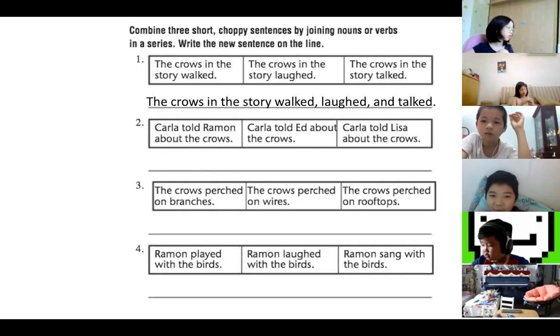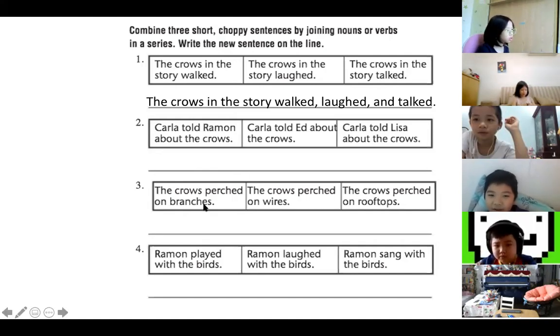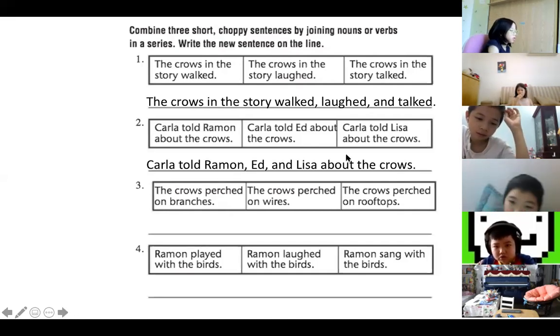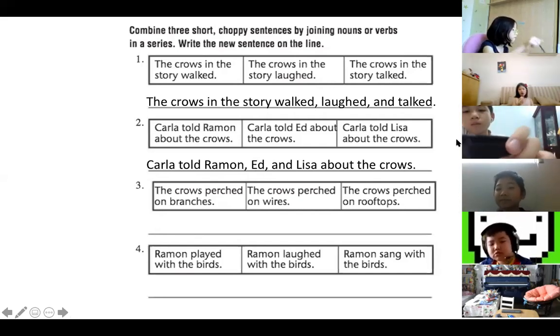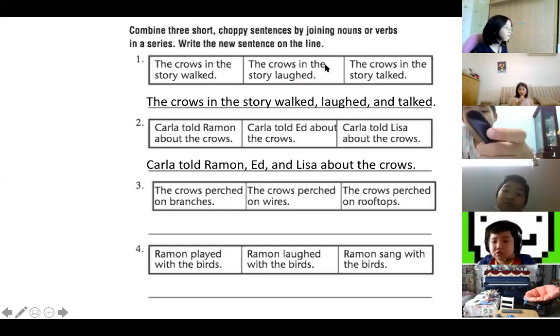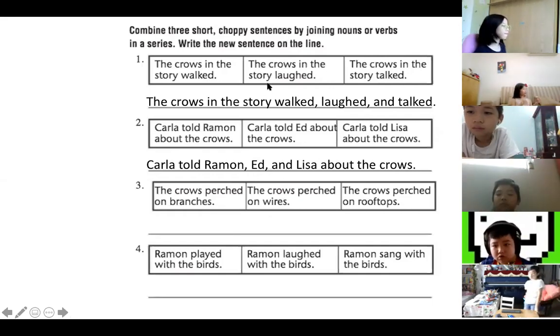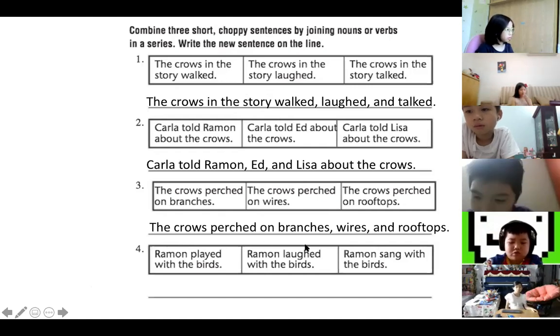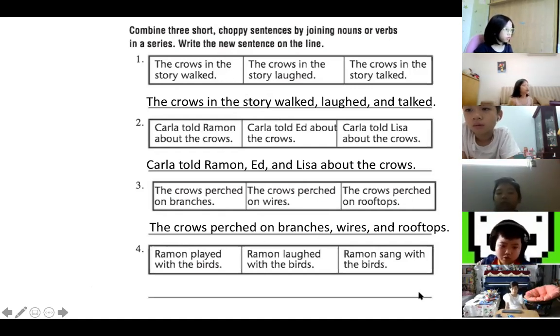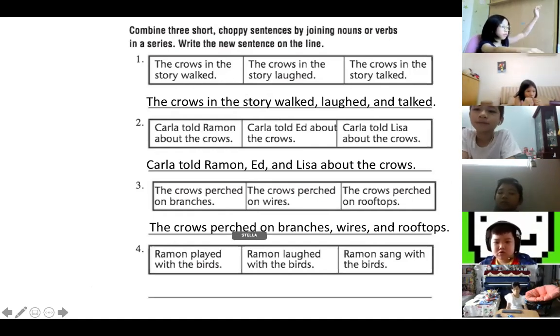Carla told Ramon, Ed, and Lisa about the crows. Very good. Well done, Simon. Carla told Ramon, Ed, and Lisa about the crows. Number 3, Dami. The crows perched on branches, wires, and rooftops. Very good. Well done. So we would put our commas in like this. The crows perched on branches, wires, and rooftops. Well done, Dami. Last one, Zweeming, give me one sentence.